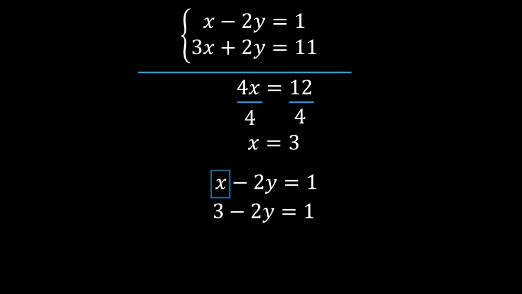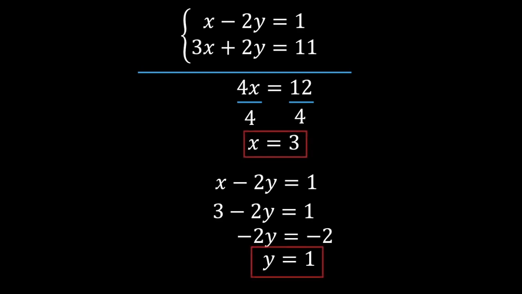Substituting 3 to x, we get 3 minus 2y equals 1. Then we subtract both sides by 3 and we get negative 2y equals 1 minus 3, or negative 2y equals negative 2. We divide both sides by negative 2 and get y equals 1. We now have solved for the values of x and y. To check, you can substitute these values to the equations and they will satisfy these equations.